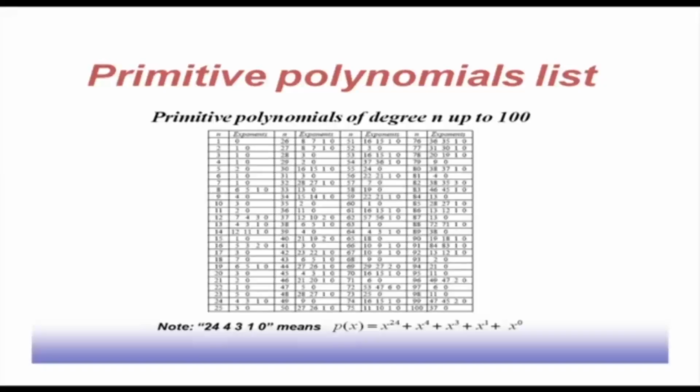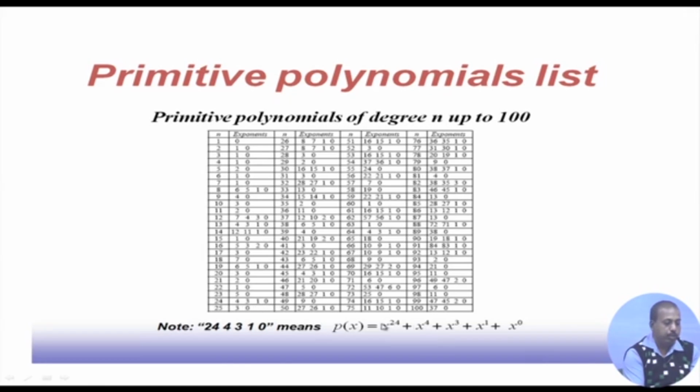Okay. Much experimentation has been done to find these primitive polynomials, and these lists are available. For example, if you are trying to formulate a polynomial of degree 24, we see that it is written 4, 3, 1 and 0.